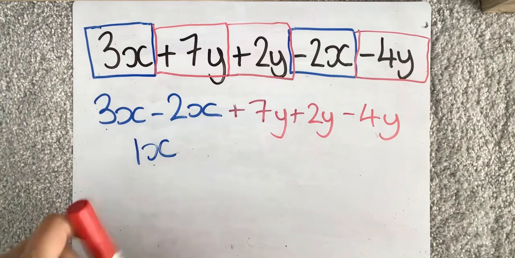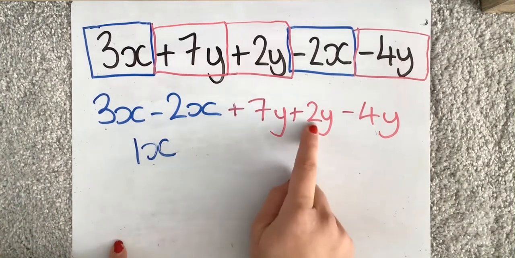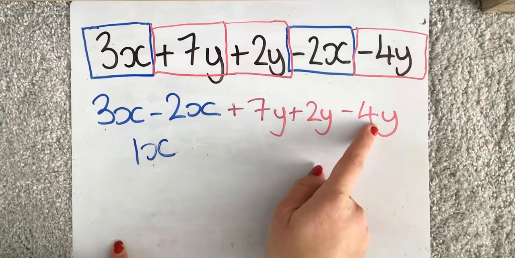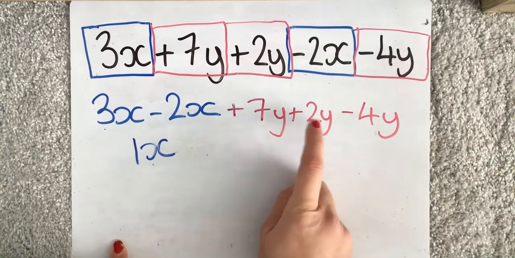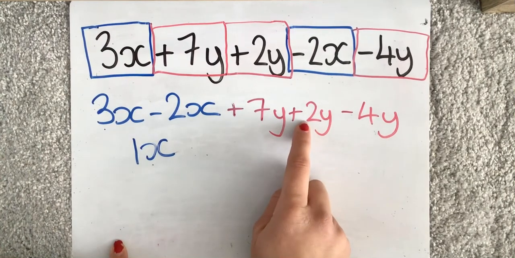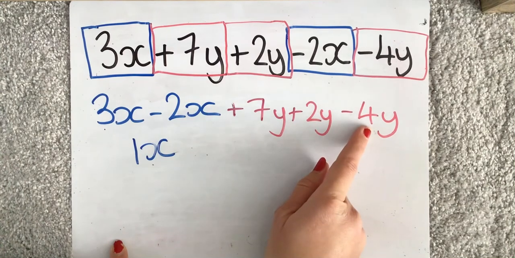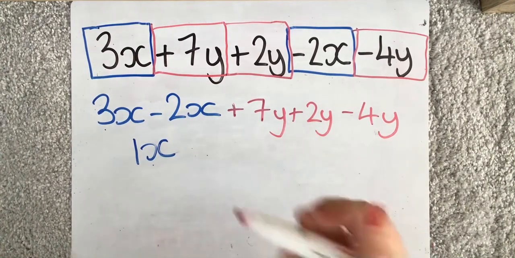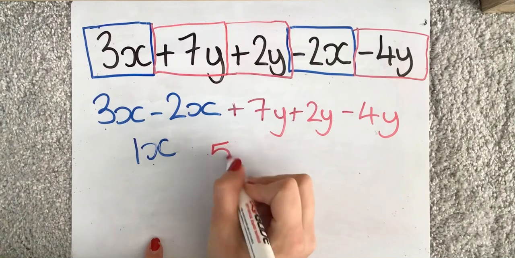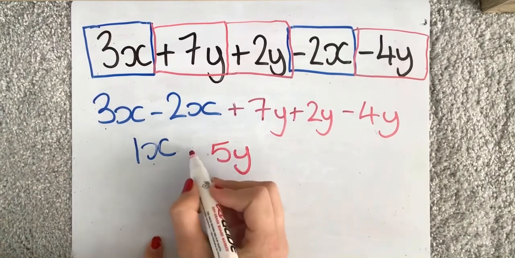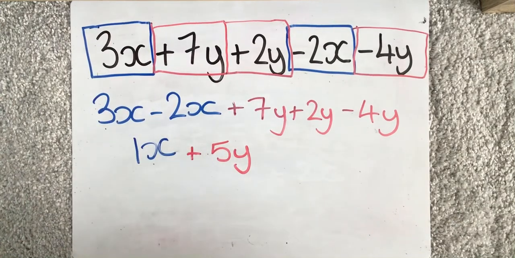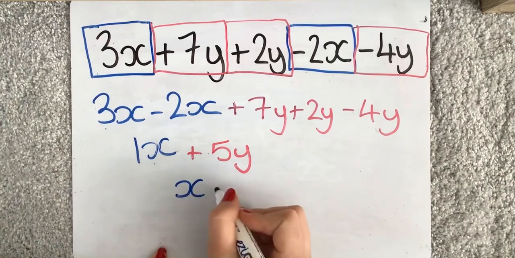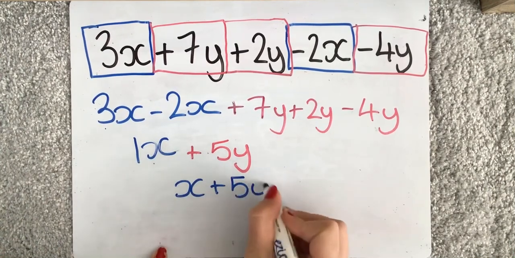Then I've got this one. So I've got 7y plus 2y minus 4y. So if I take it in stages, 7 plus 2, so I've got 9y, and then I'm going to take away 4y. So what I'm left with is 5y. Now that 5y is positive, so I'm just left with this. So 1x plus 5y, or as I said, you might like to write x plus 5y.